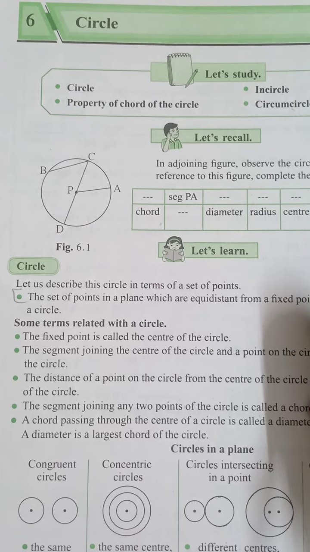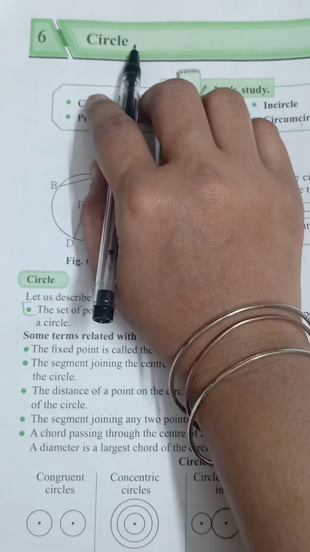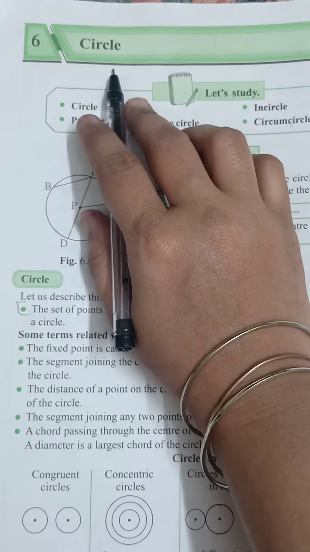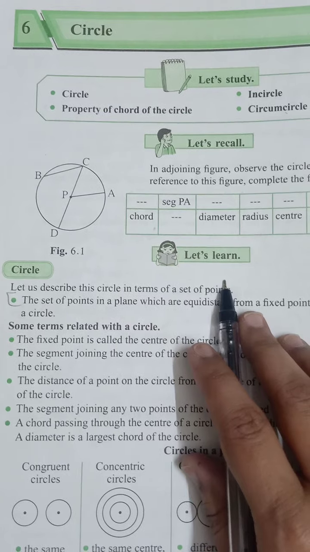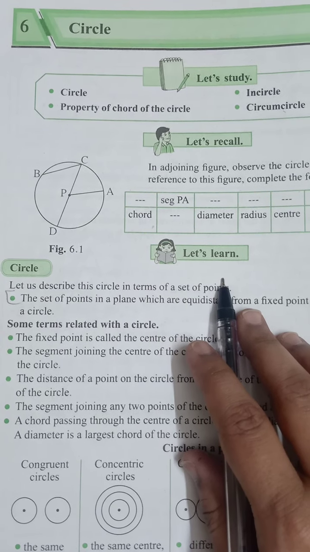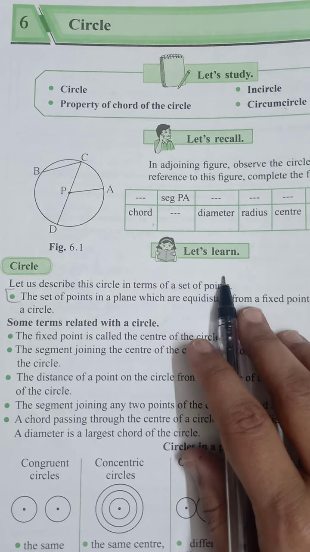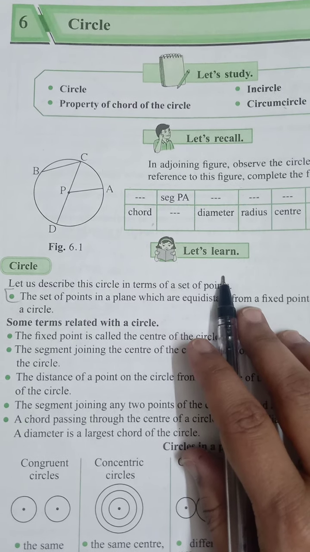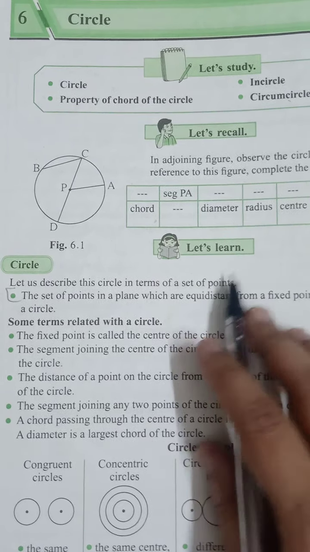So now today we'll start our sixth chapter, that is circle. Chapter number 6, circle, we are going to start. Before starting with the practice set of this chapter, we will start one of the theorems which is very important to solve the sums of practice set 6.1. So now we will see the theorem.